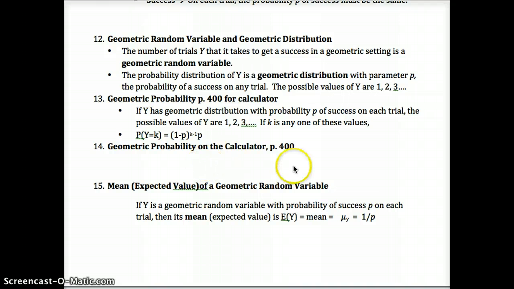And then the mean. So the mean is equal to 1 over p. So let's talk about it in a simple situation like flipping a coin. The number of trials we'd expect until we got 1 heads. Well, the probability of heads is 0.5. 1 over 0.5 is 2. So we'd expect 2 trials on average before we got a heads, which makes sense.